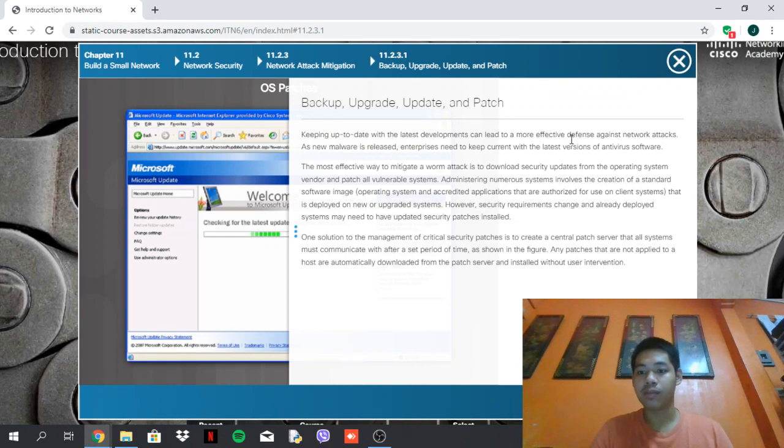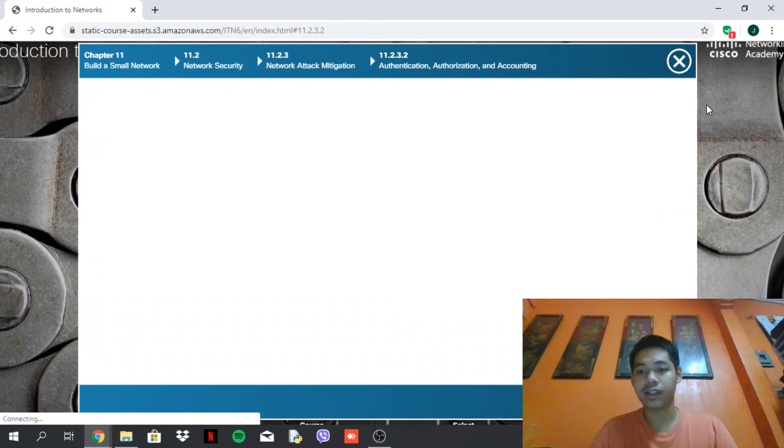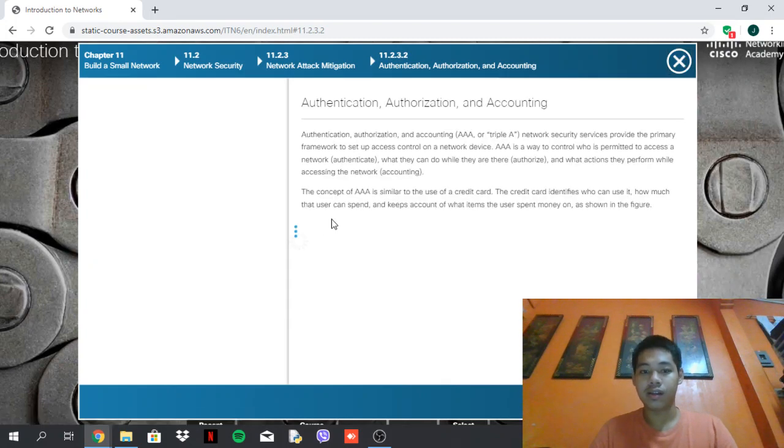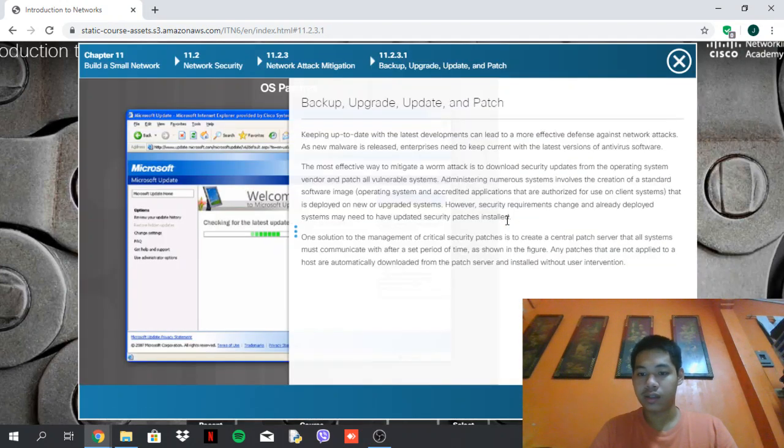We upgrade the defense against network attacks or newly released malware, and update and patch the system that is inside your computer. The most effective way to mitigate a worm attack is to download security updates like Avast, McAfee, and other security software for your malware or attacks from the network.